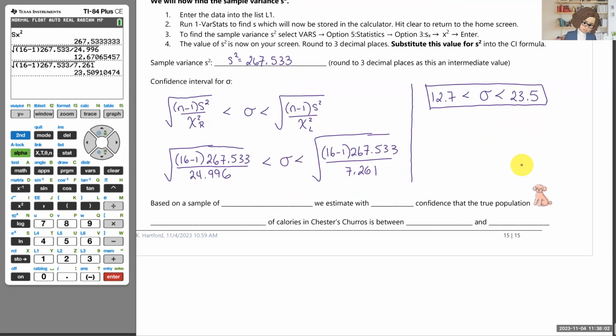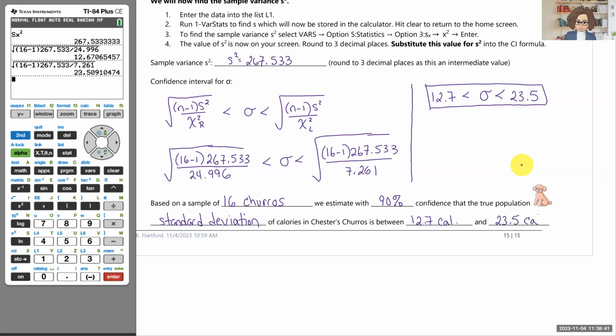So we can now say, based on a sample of 16 churros, we estimate with 90% confidence that the true population standard deviation of Chester's churros in terms of calories is somewhere between 12.7 calories and 23.5 calories.